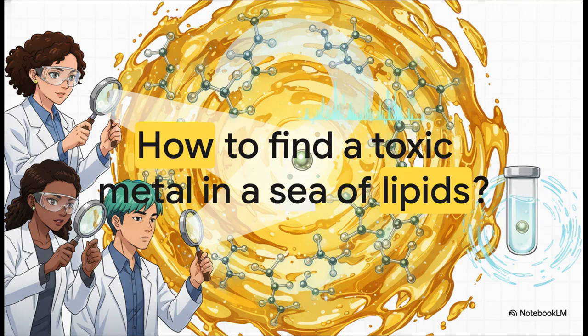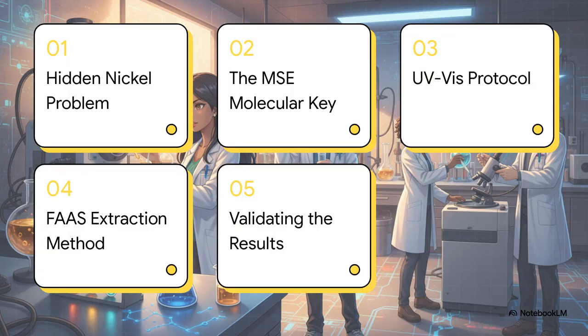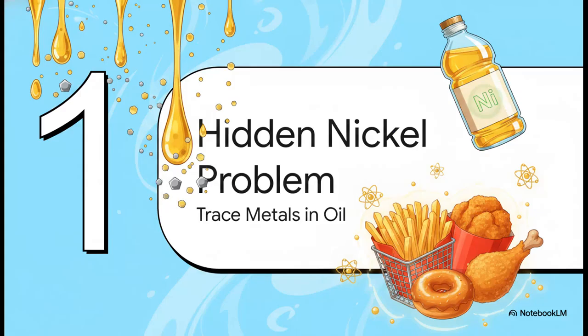You have to somehow isolate and pull out that target metal without completely destroying the entire sample matrix, or worse, accidentally losing your analyte along the way. Precision is paramount here, so here's our agenda for today's explainer. We'll start with the hidden nickel problem, introduce the MSE molecular key, walk through the UV-Vis spectroscopy protocol, cover the FAS extraction method, and then finish up by validating our results. Let's get to it.